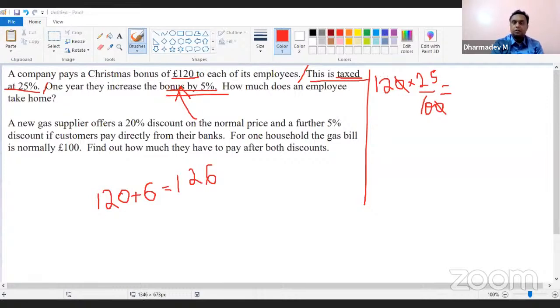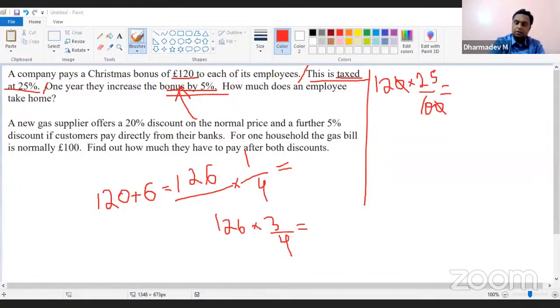Okay, are you clear with this? So a company pays a Christmas bonus of 120 euros to each of its employees. Done. This is taxed at 25%. That is also correct. One year they increase the bonus by 5%. Now we know that they increase the bonus and the bonus is also paid, so he's taking 126. And this is being taxed at 25%. That means taxed by 1/4. So if I tax 1/4, 3/4 I will take home. Am I correct? Is it correct or not?